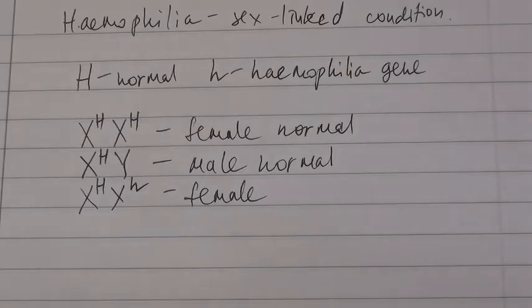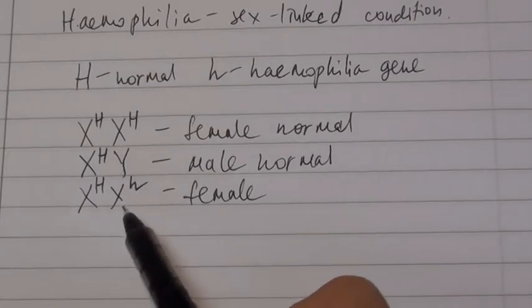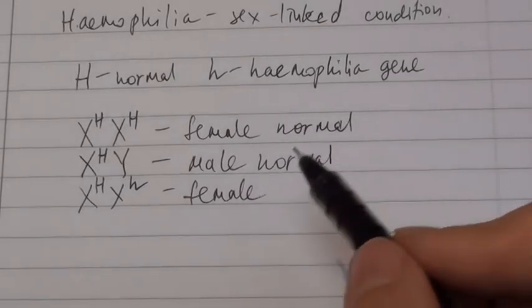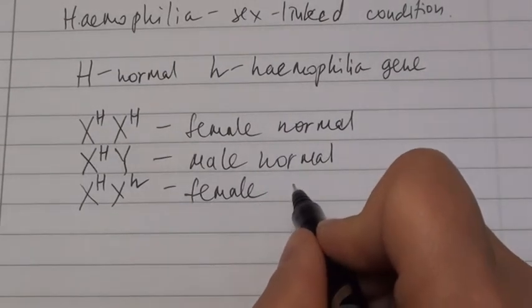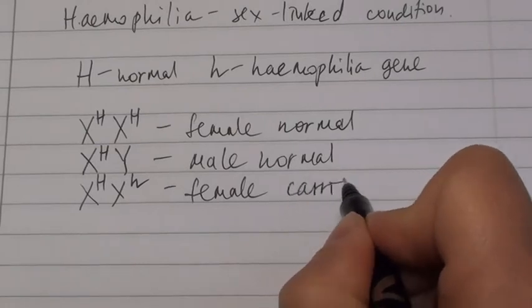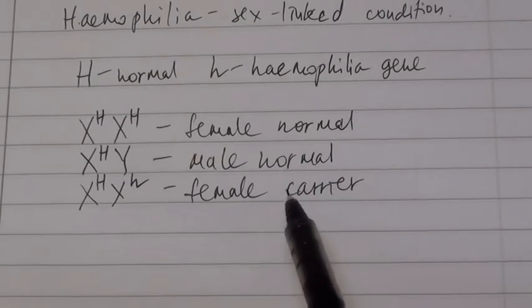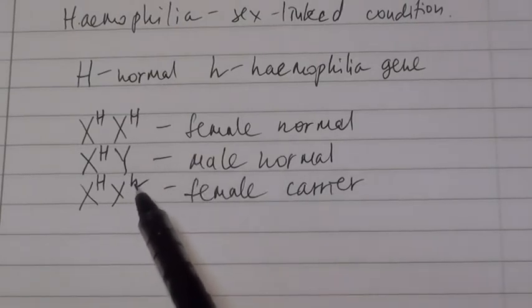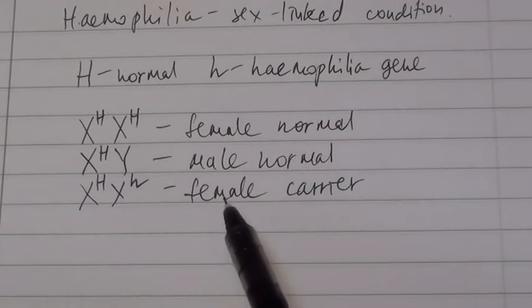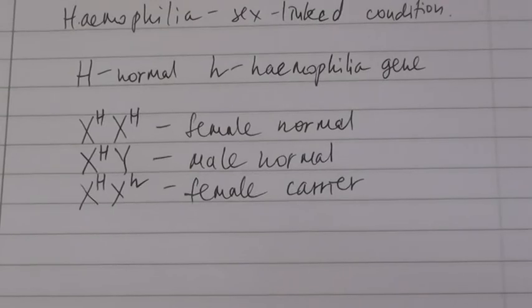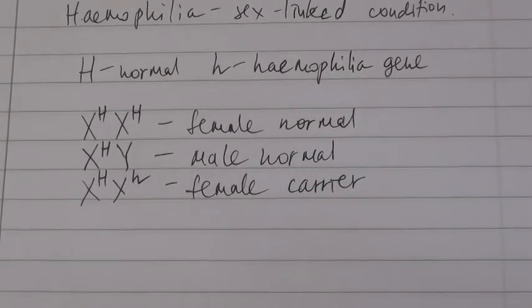Her blood is clotting just as normal, and she's probably not even aware that she's got this faulty gene. So essentially, for all intents and purposes, this is a normal female, but we also call these females carriers. This is a female carrier, meaning that she doesn't have any symptoms, but she does carry that faulty gene. And she would only know about it if she's got some offspring with hemophilia or if she gets genetic testing. So she might not be aware that she's a carrier.